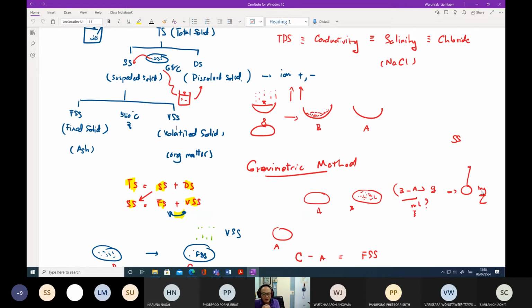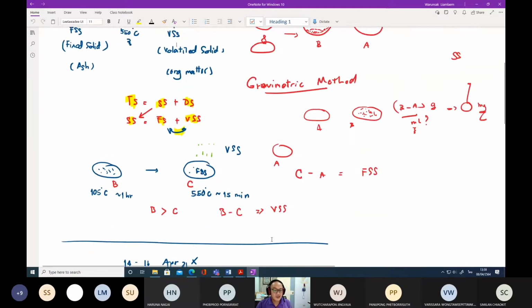Normally, the suspended solids in the effluent, the treated wastewater from the treatment plant, should be smaller than 50 milligrams per liter. In general, it should be smaller than 50 milligrams per liter. But in some municipalities, maybe they want as small as 30 milligrams per liter. So it depends on standards.